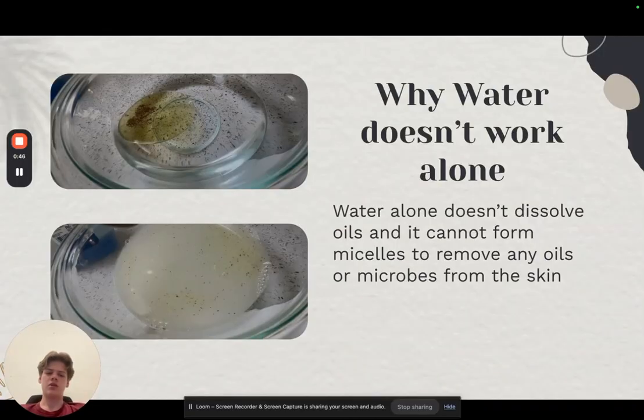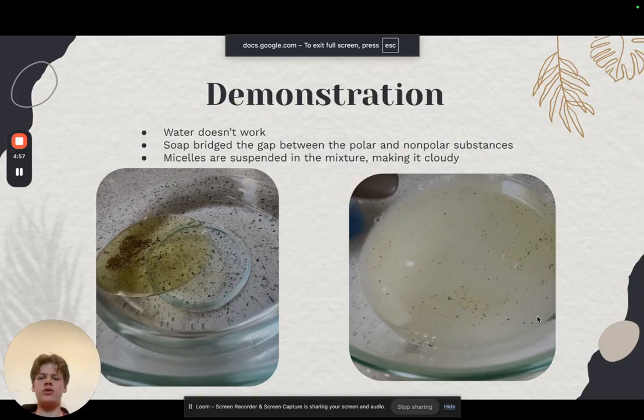Without soap, water alone cannot dissolve nonpolar oils. Without amphiphilic molecules, micelles cannot form. Since microbes and dirts cling to oily substances, rinsing with only water leaves much of the contamination behind. So, soap is necessary to even this polarity difference and remove the substances along with the contamination when you rinse it out. This is my demonstration.